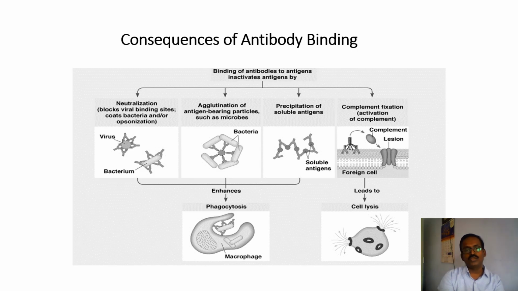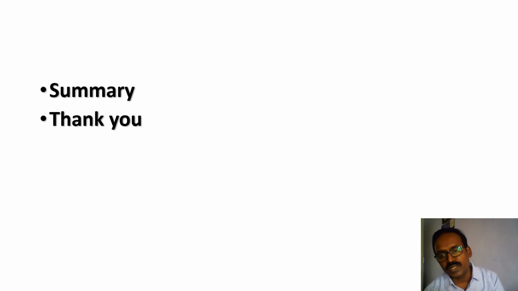In this slide, consequences of antibody binding with the antigen are explained in flow chart format. The antibody neutralizes the viruses and bacteria, agglutinates the bacteria, precipitates the bacterial antigen, and activates complement fixation and lyses the cell. Neutralization, agglutination, and precipitation are finally followed by engulfment by the macrophages.